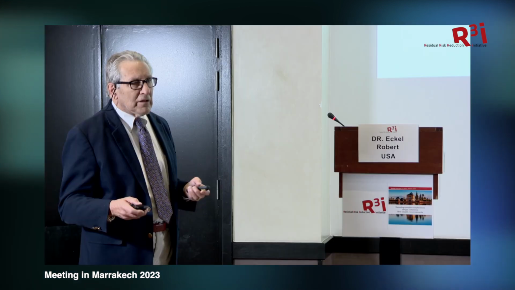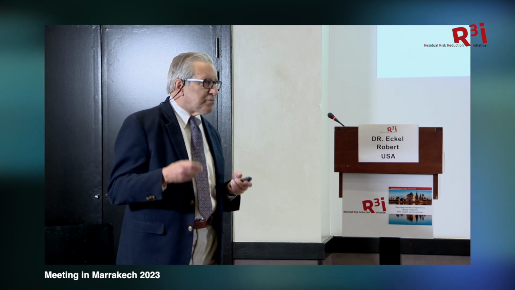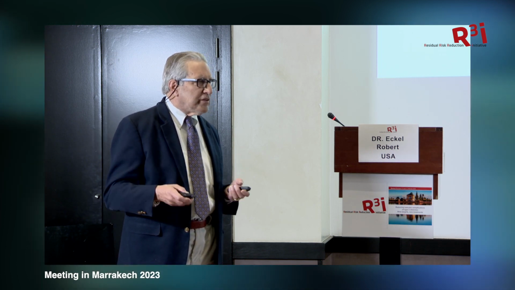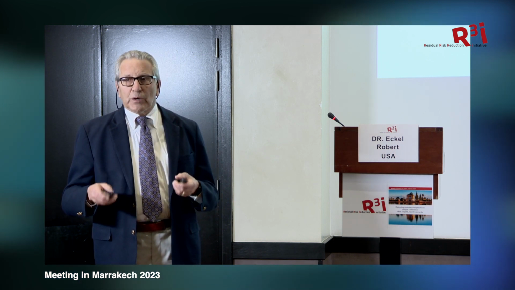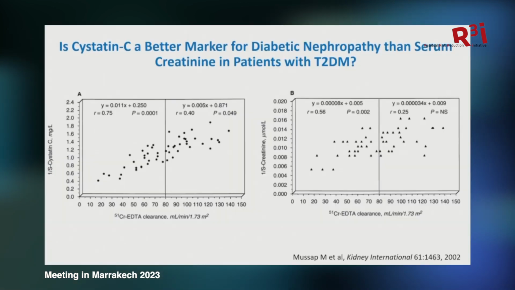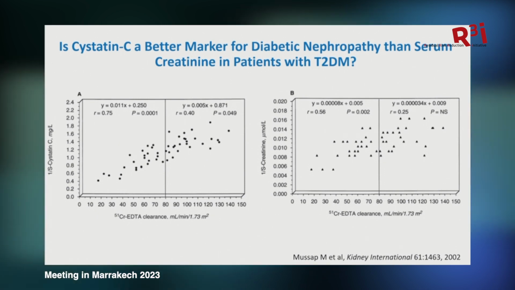Nothing is perfect here, but cystatin C is more expensive and doesn't need to be done routinely. Sometimes it can be a tiebreaker in determining whether an eGFR modification may be due to other factors.